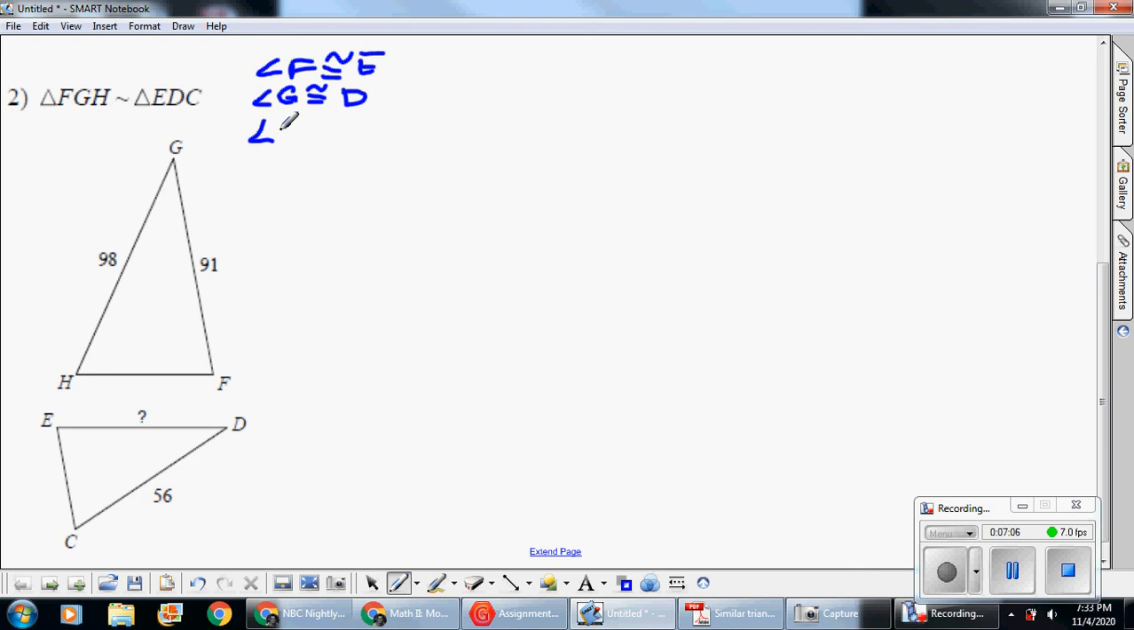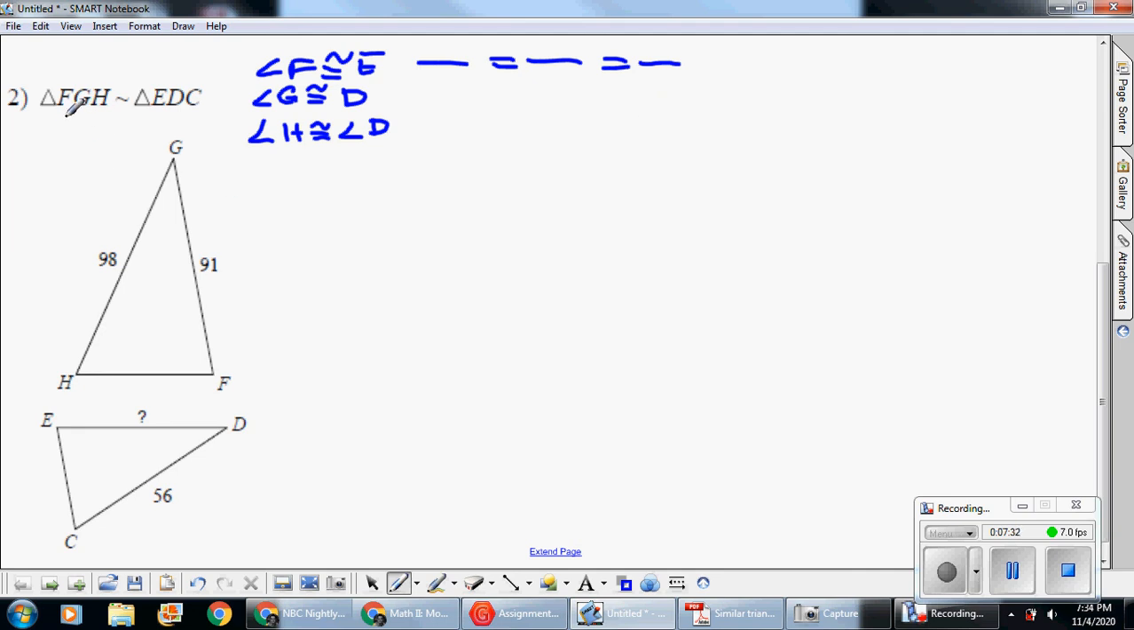Now angle H is the last letter over here, angle D. So this statement is telling you that. Okay, now for proportionality there are 3 sides, so you do 3 fractions.